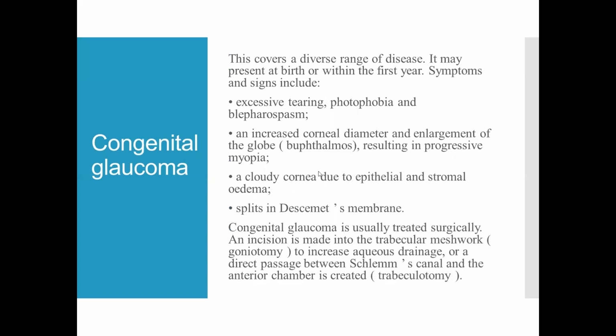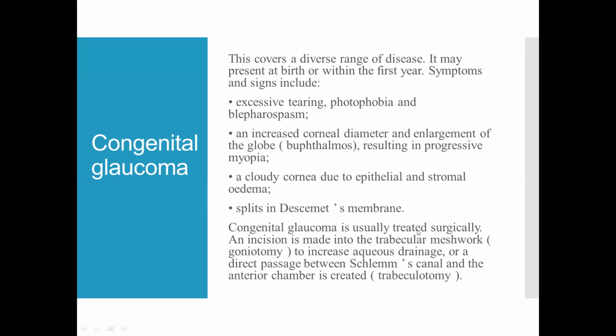Congenital glaucoma. So this covers a diverse range of diseases. It may present at birth or within the first year. Symptoms and signs include excessive tearing, photophobia, and blepharospasm, an increased corneal diameter and enlargement of the globe, which becomes bulbous, resulting in progressive myopia, and a cloudy cornea due to epithelial and stromal edema, then splits in Descemet's membrane.